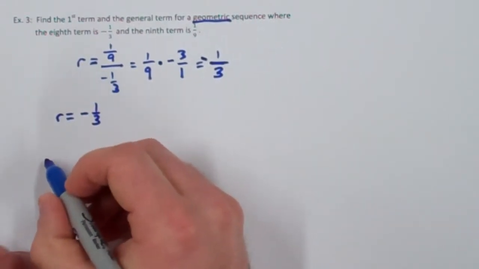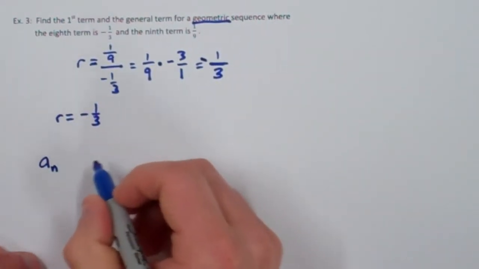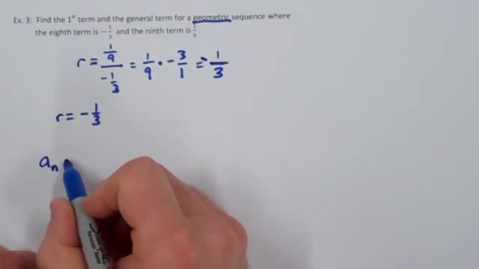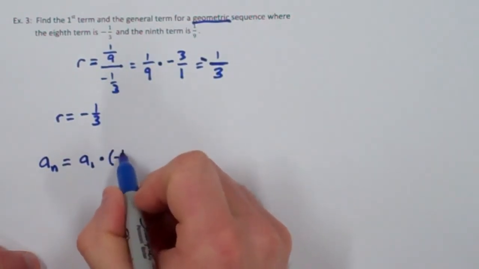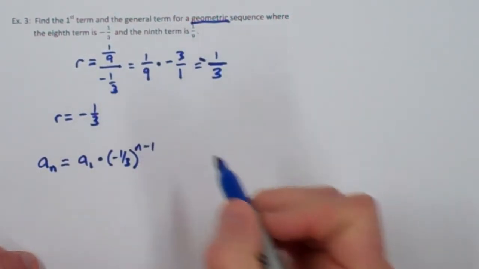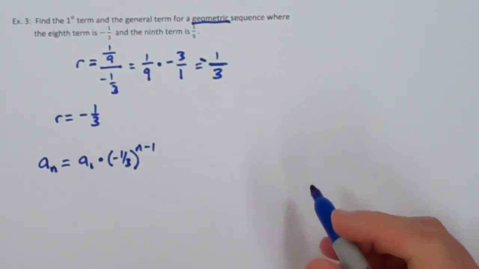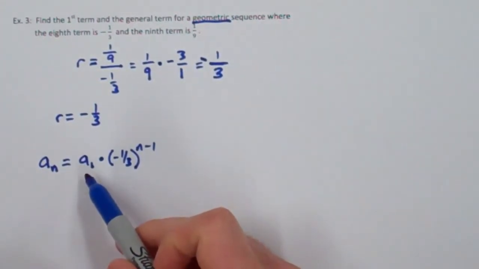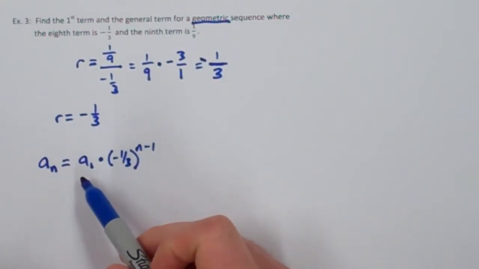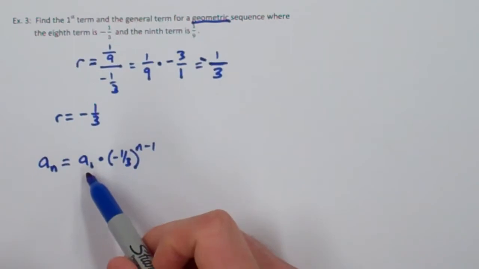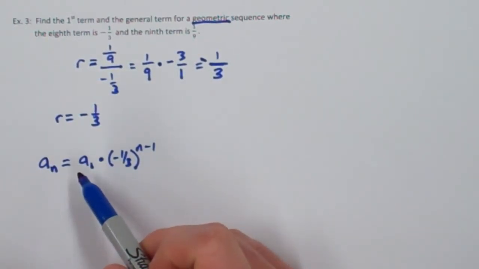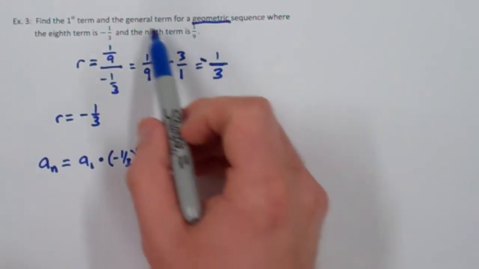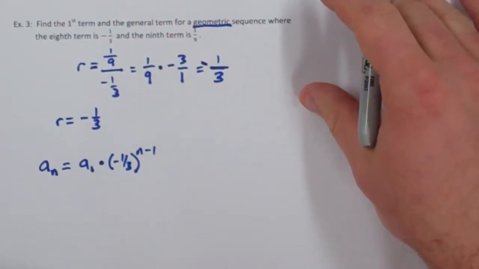To write our general term, that's just the equation to find the value of a term, and that would be a sub 1 times r, which in this case is negative 1/3, to the n minus 1 power. We unfortunately don't know a sub 1. There's a variety of ways that we can figure out a sub 1. We could maybe even use some of our knowledge of logarithms to help us there. But for this one, I think it's just going to be easy to go backwards, especially when we just have the 8th and the 9th.